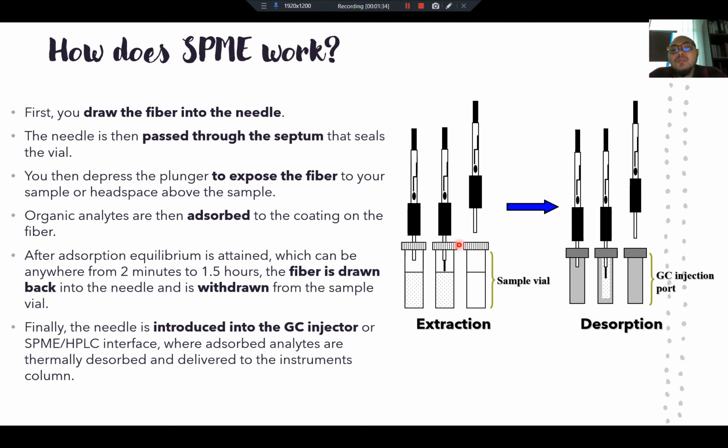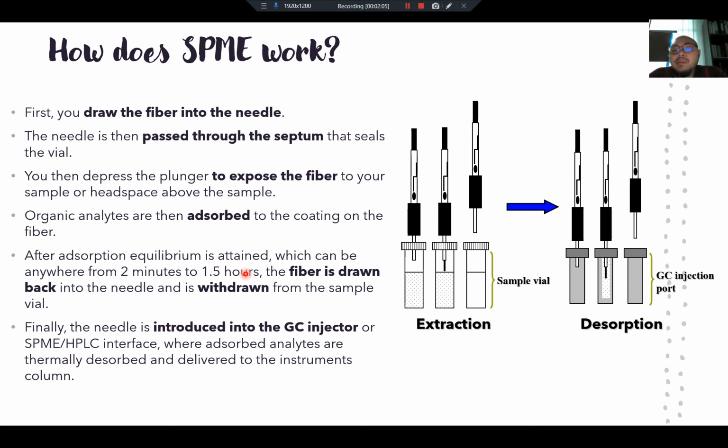We have the septum over here, made of rubber, so you can search later what the septum is. You push the needle and then you let the fiber out. You expose the fiber in the headspace. Then you retract the fiber inside. Make sure that the fiber is inside before you pull the needle back out. If not, the fiber will break also. Then you retract the fiber, then you extract the needle, then you put it in the GC injection port.